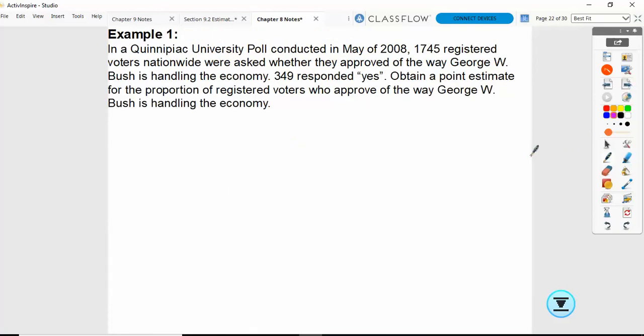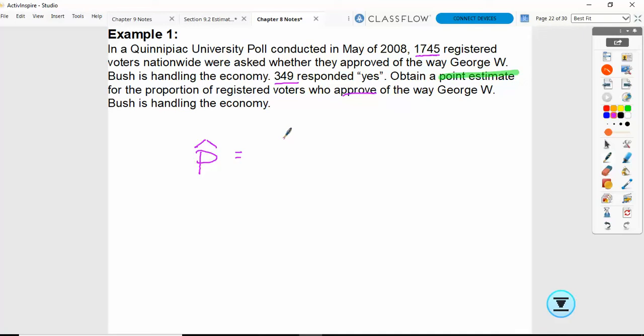So for instance, in a poll, 1,745 registered voters were asked if they approved of the way George W. Bush was handling the economy. 349 said yes. I want a point estimate. So when I see point estimate, that tells me I'm looking for that p hat, the proportion of registered voters who approved. So the proportion that said yes.